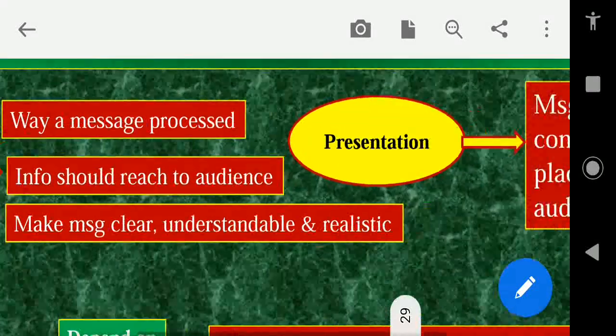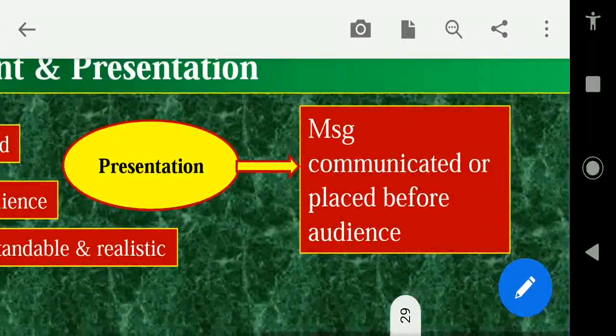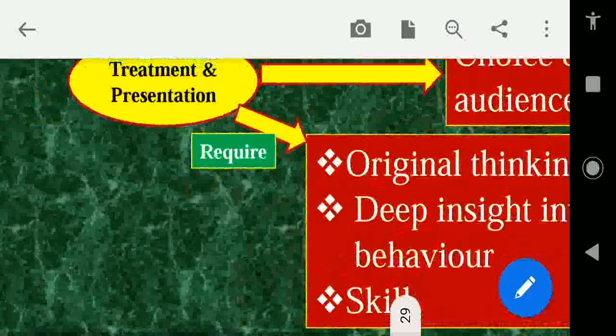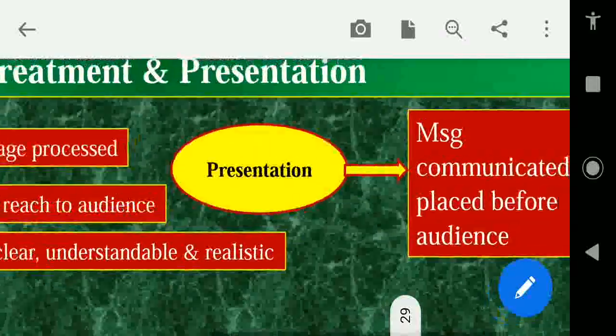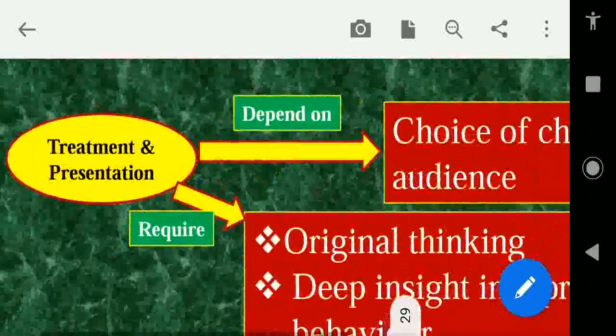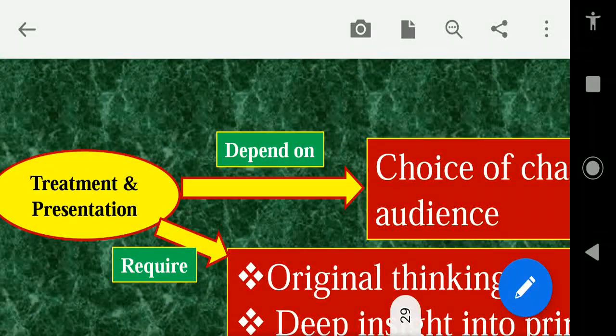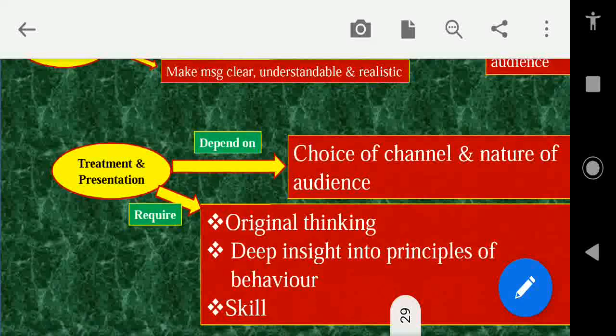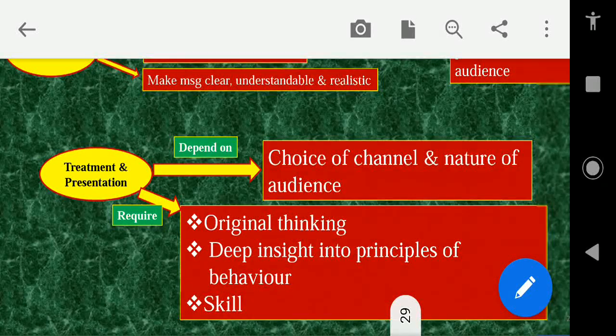Presentation means how the message is communicated or placed before the audience. Then treatment and presentation depend on what? They depend on the choice of channel and the nature of the audience.